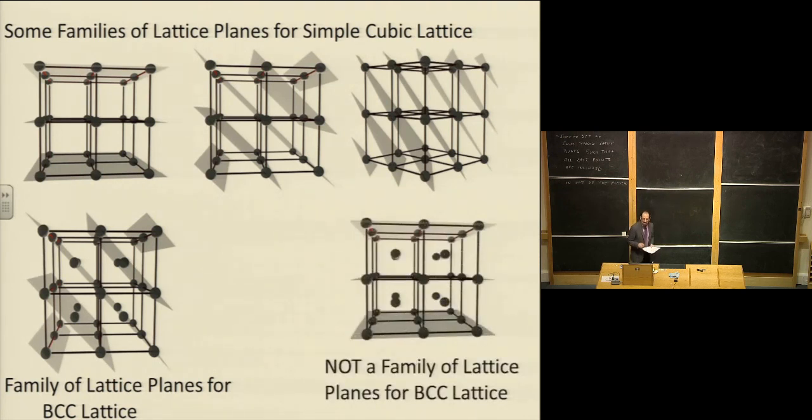This, however, is not a family of lattice planes for the BCC lattice, even though what's drawn are lattice planes. They are equally spaced, but they do not include every lattice point. They miss these guys here in the middle of the conventional unit cell. Therefore, it is not a family of lattice planes.